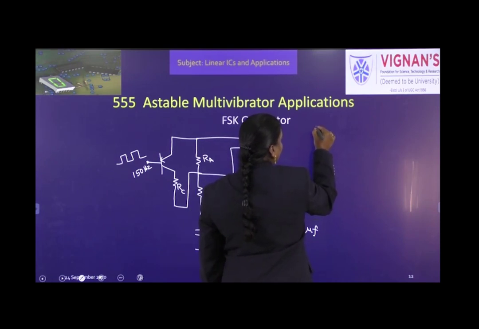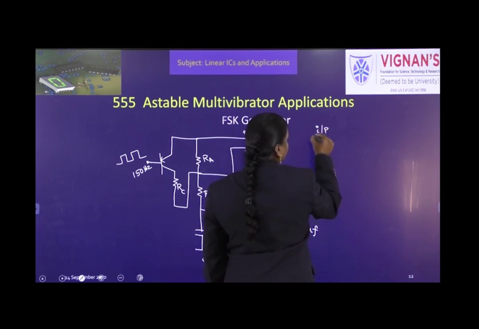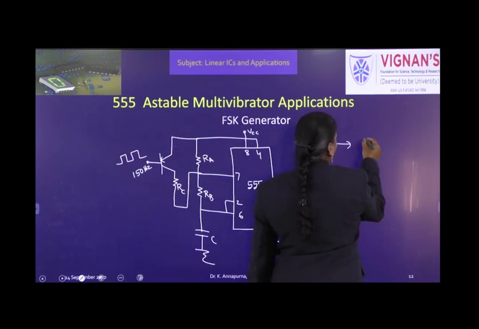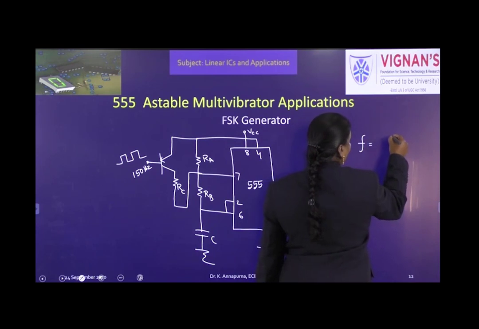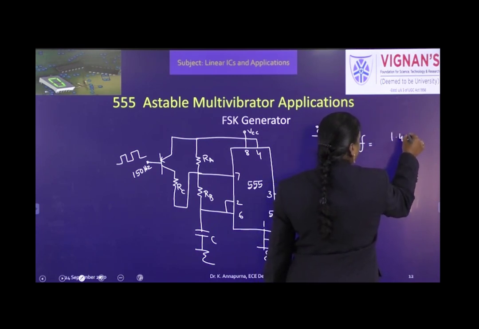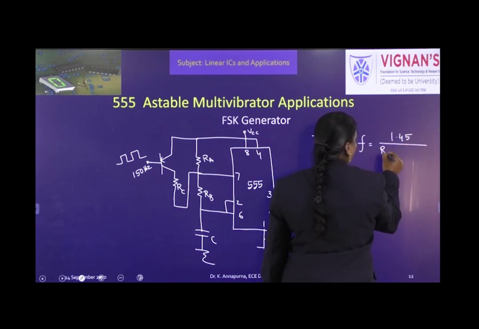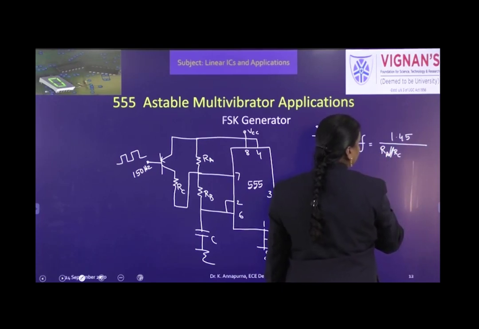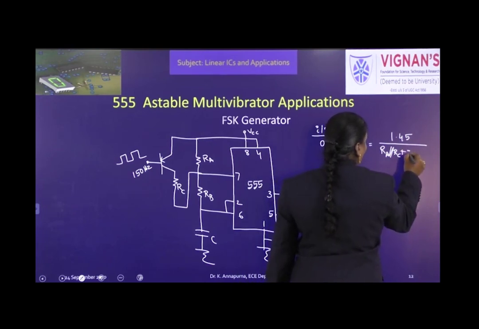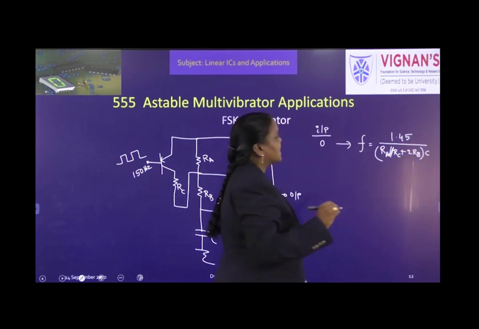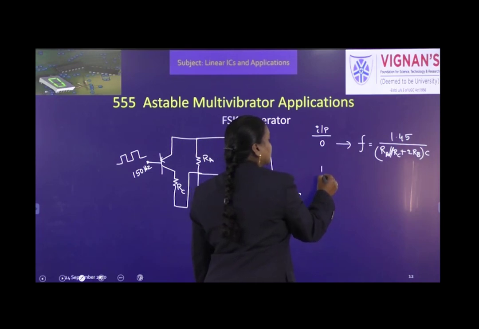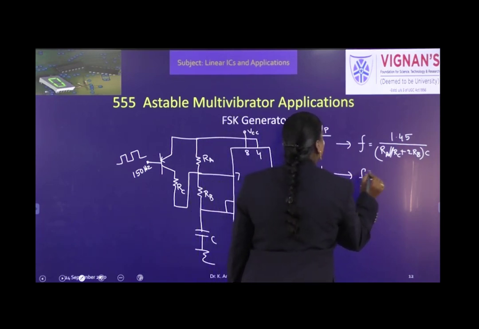So if input is 0, frequency is 1.45 by (RA parallel RC plus 2RB) into C. That is, in the place of RA, we are having RA parallel RC. Next, when input is 1, what is the frequency?